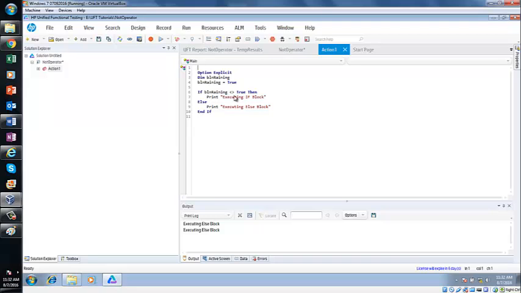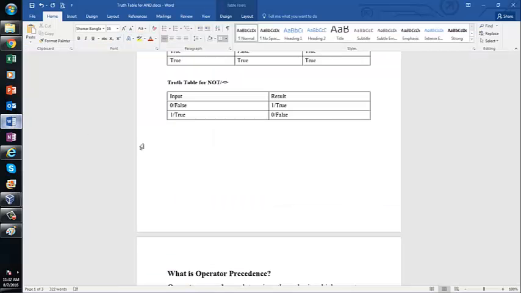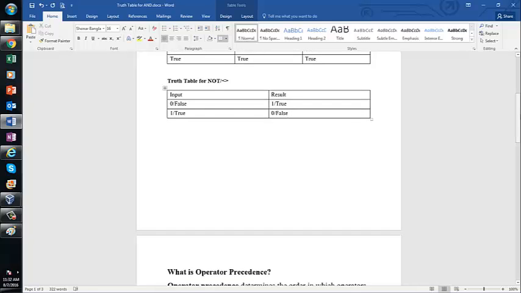Okay. Now let's go to our next part. So this is easier then. Yeah, this is easier. But if you see the not operator, then you will have to negate it. Okay. Now let's take a look here.